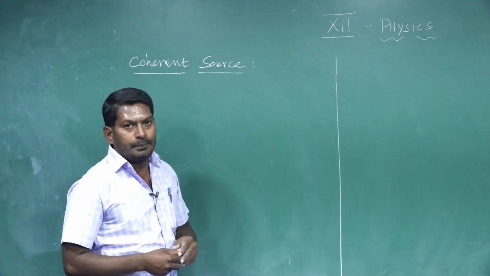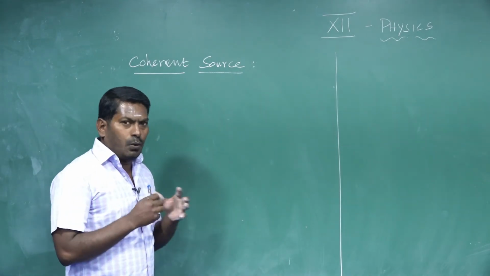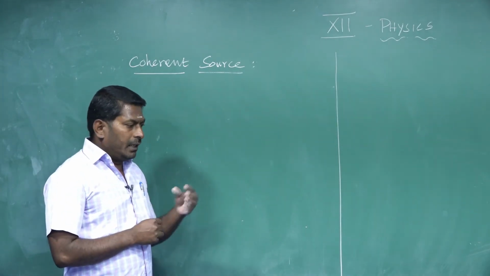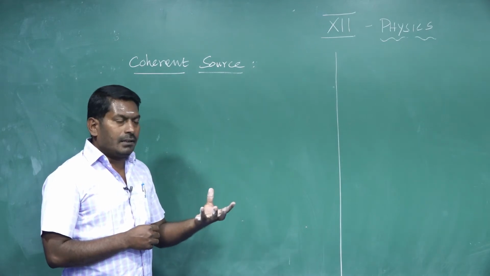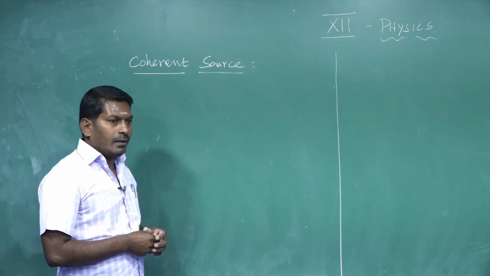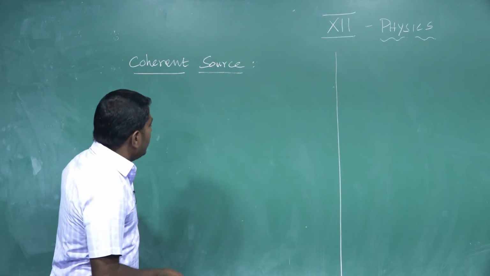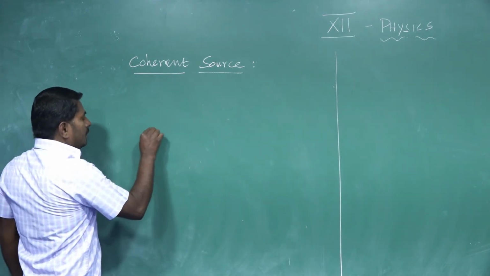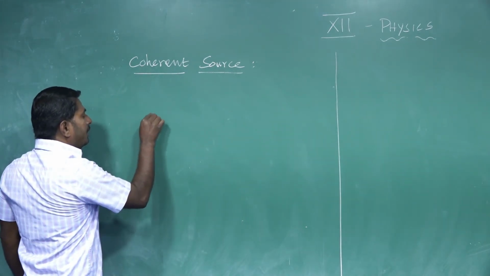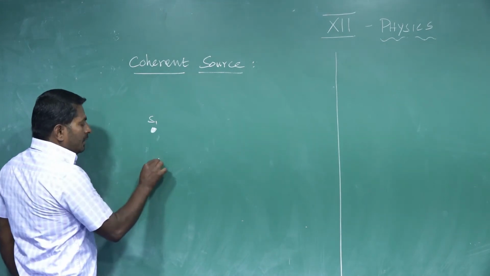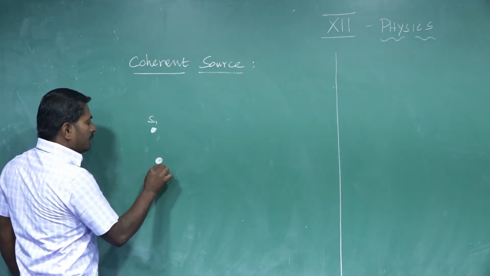Coherent sources. What are coherent sources? Any source which emits light is called a source of light. Let us consider there are two sources of light: one point source of light S1, and another point source of light S2.